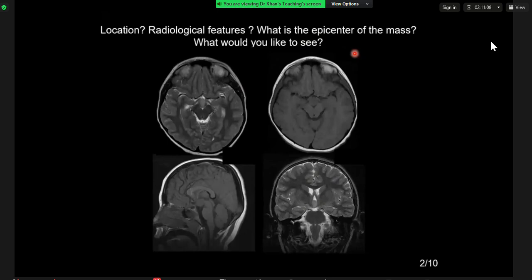It appears to be potentially... I think that this patient might have gelastic seizures potentially.